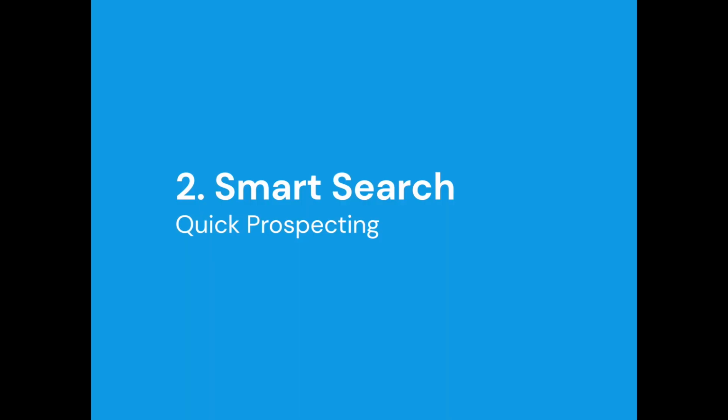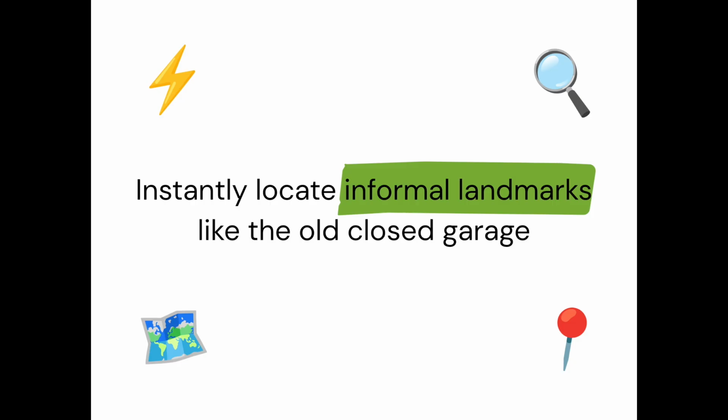Next up, we have Section 2, Smart Search and Quick Prospecting. This integration permanently ends that frustrating game of guessing vague addresses. I mean, how many times do you get a service request that's just incredibly vague? Something like, oh, it's next to the old closed garage. Well, with Smart Search, you instantly locate those informal landmarks. You simply type that vague description or civic address directly into Zonedge, and it takes you there instantly. This is an absolute lifesaver for deployment projects where you need rapid routing for 50+ locations.